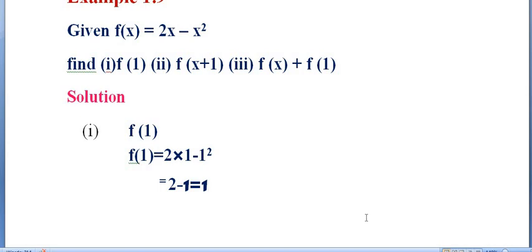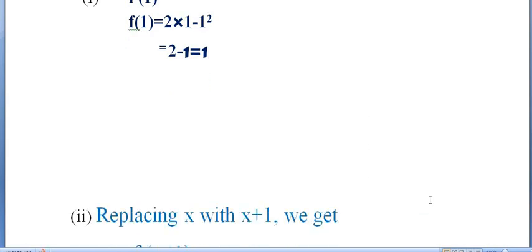அதாவது x இருக்க இடத்துல நம்ம போடுறோம். 2 into 1 minus x squaredங்கிறது 1 square. அப்போ என்ன கிடைக்கும் நமக்கு? 2 minus 1 equal to 1. Now we are going to do the next part. Second part. So அதான் நமக்கு புரியும்.